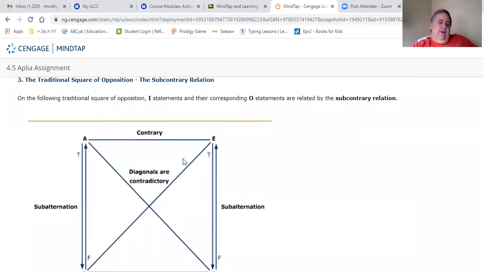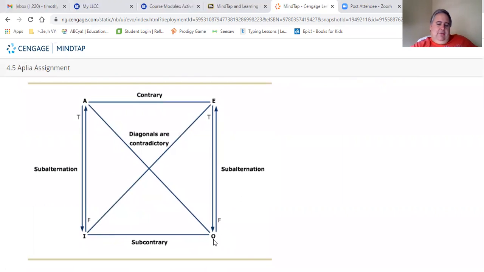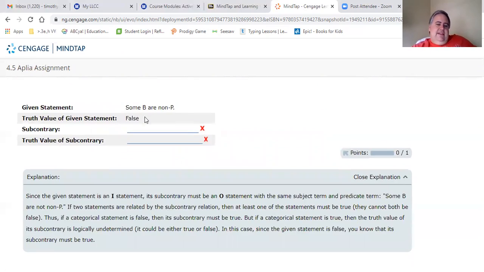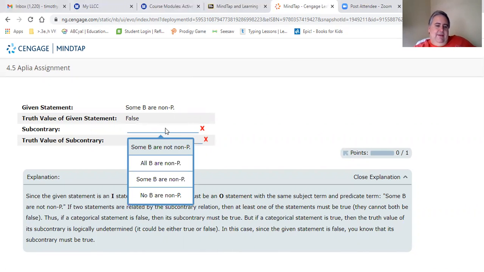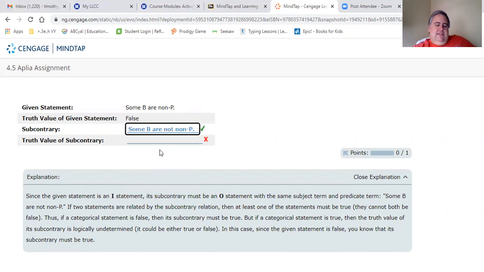The next one, 4.3, or number 3, is asking you just to look at the subcontrary relationship. The subcontrary relationship says they both can't be false, but they both can be true. One can be true, one can be false. So anytime you get a statement like some P are non-P, you know you're going to go with some P are not non-P, because you've got an I statement. So you're now going to look at the O statement.